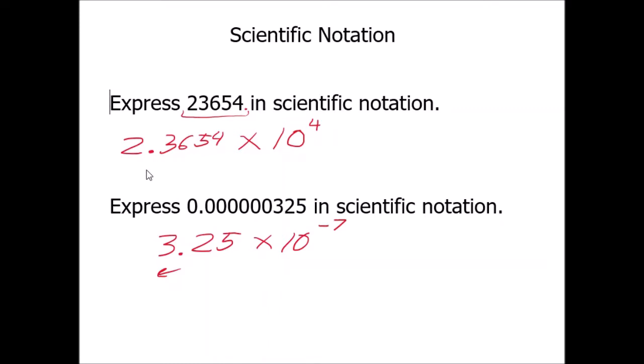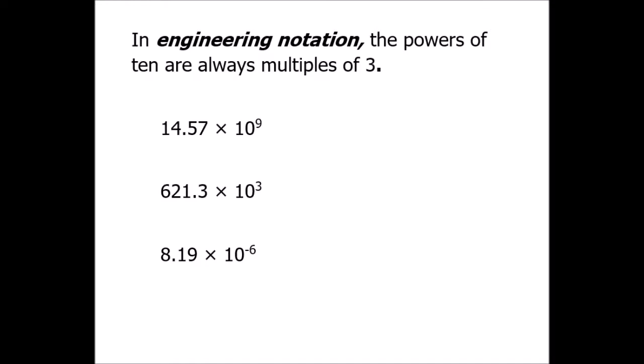Now let's look at engineering notation. Engineering notation is really very similar to scientific notation. There's just a couple of differences. And one of the differences is that the exponent must be a multiple of 3. In other words, 3 must go into this exponent evenly, like 3, 6, 9, 12, and so forth.